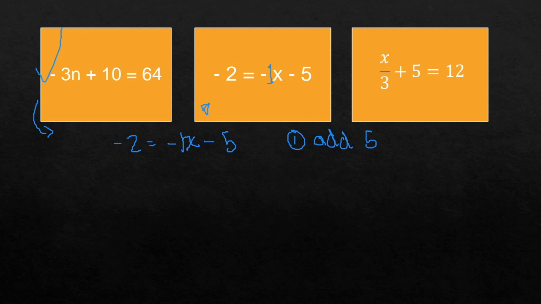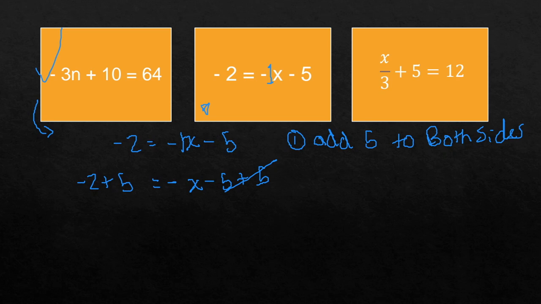So in order to get rid of it, we're going to add 5 to this side, and we're going to add 5 to this side. So negative 2 plus 5 gives me a positive 3, so make sure you're keeping track of that negative in front of your 2. And all we have on this side is a negative x.